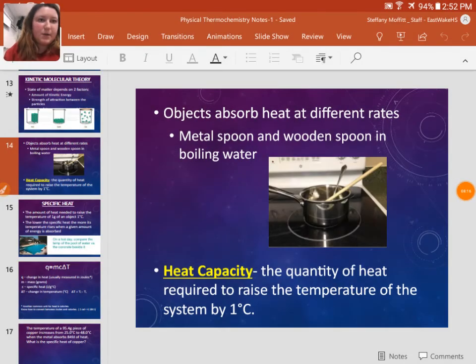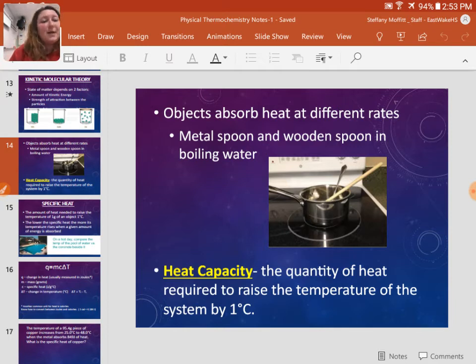So now we're jumping into a different part of heat, talking about heat capacity and specific heat, and the actual mathematics behind heat. So objects absorb heat at different rates. Think of it like when you're boiling water. It's better to use a wooden spoon as opposed to a metal spoon. The wooden spoon will absorb heat slower than the metal spoon. You'll get burned by the metal spoon quicker.